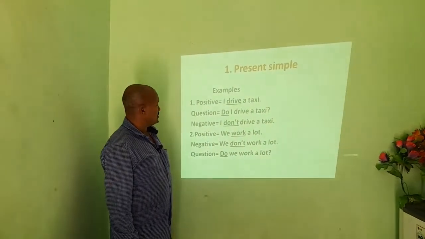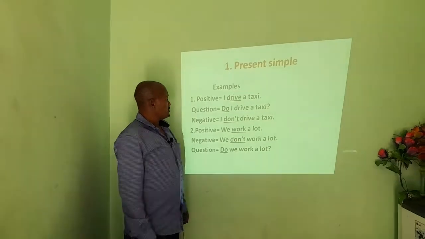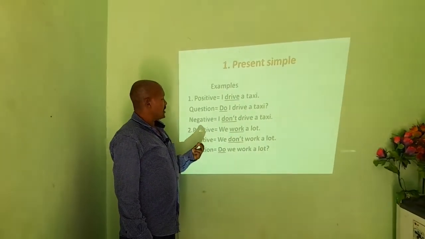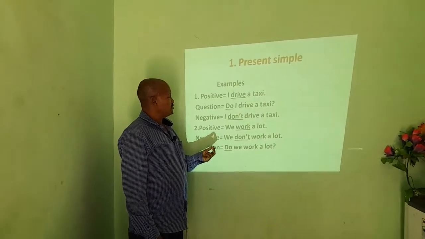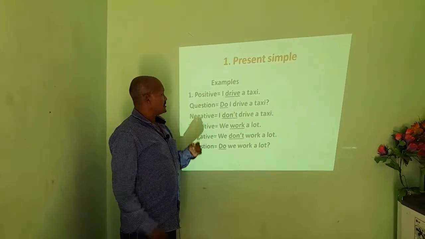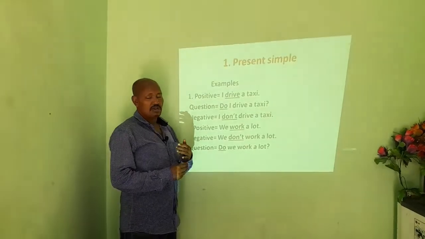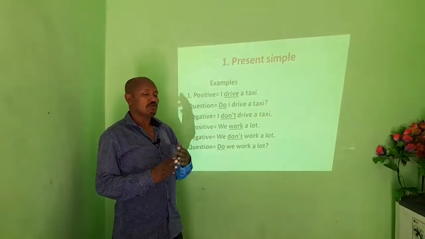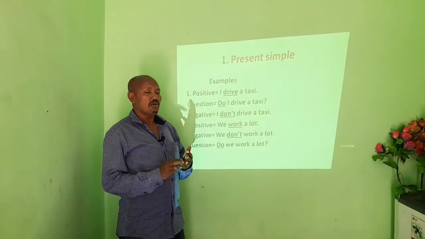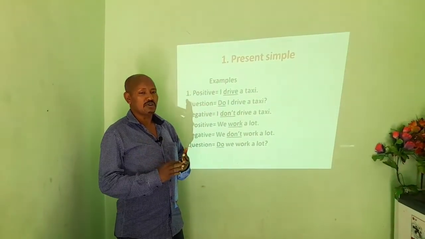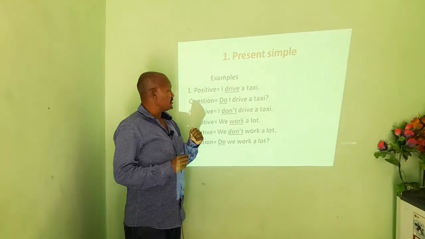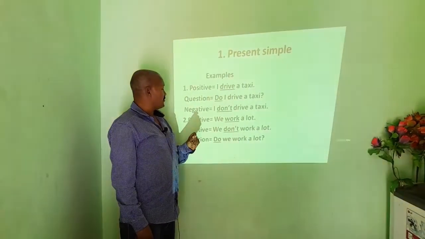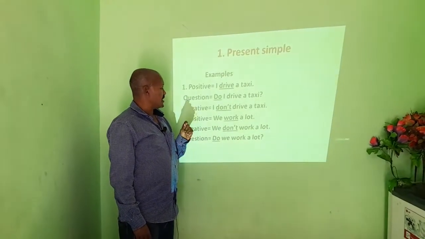So let me give you examples here. I drive a taxi. When we change this positive into a question: do I drive a taxi? Do I drive? Because the underlined word, as I told you before, is an action verb. Whenever we change this sentence into questions, we mostly use do or does, or the past form of this verb, which is did. In this case, do is the right question word. And the negative form is I don't drive a taxi.